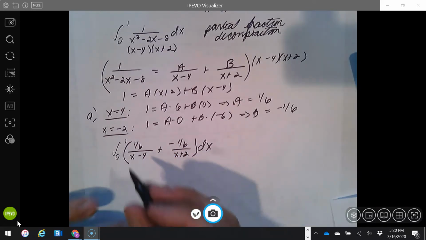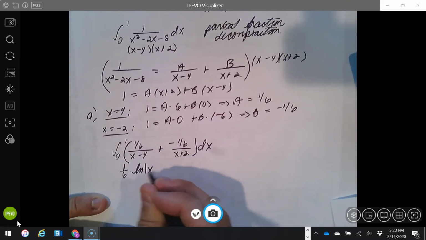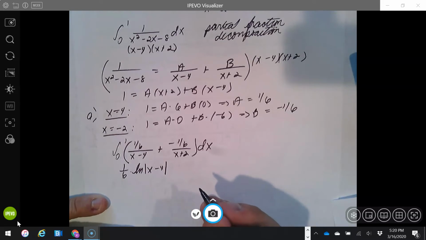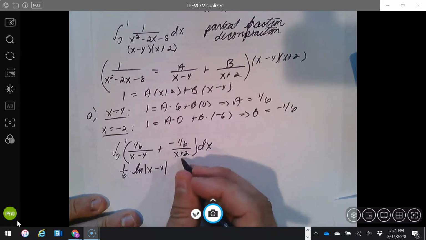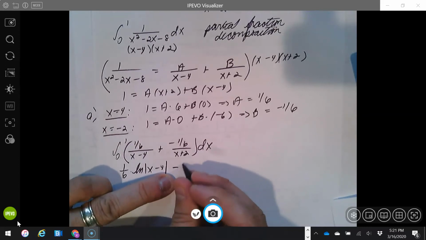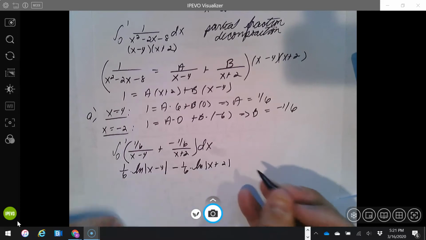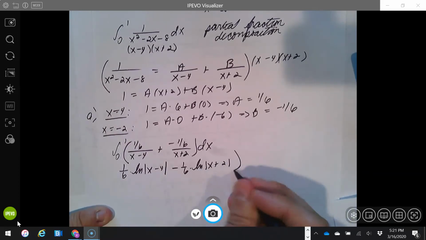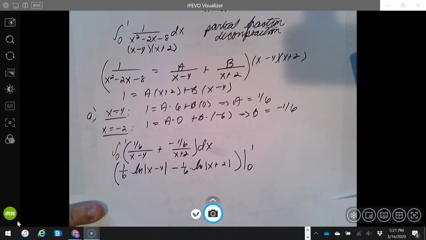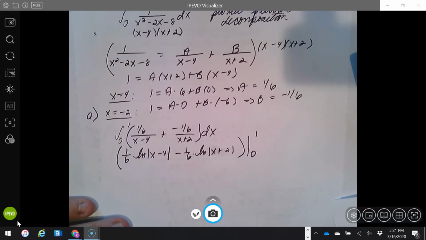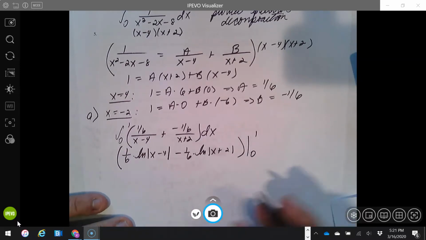And because my fractions now are linear in the denominator, these should be able to integrate. These should be easy for me to integrate. The integral of 1/6 over x minus 4 is 1/6 the natural log of the absolute value of x minus 4, plus the integral of -1/6 over x plus 2 is -1/6 the natural log of the absolute value of x plus 2. I'm going to take that whole expression and evaluate from 0 to 1. What that means is I'm going to plug in 1 everywhere I see an x.